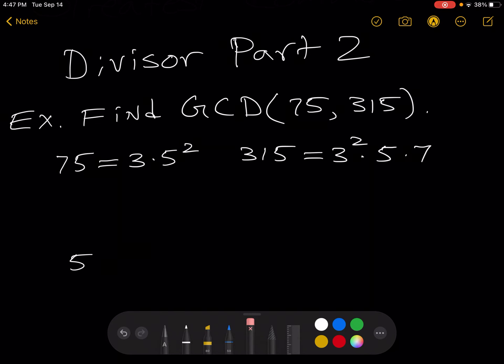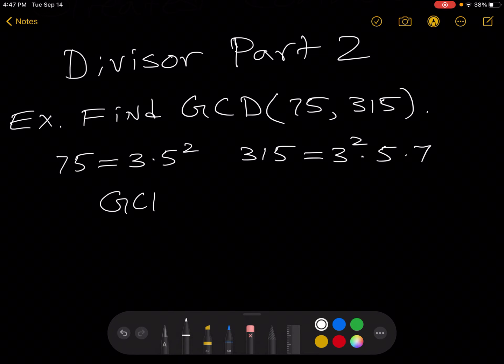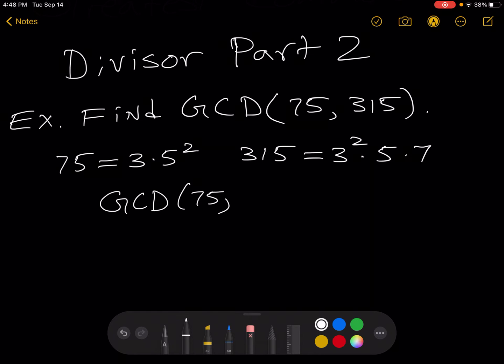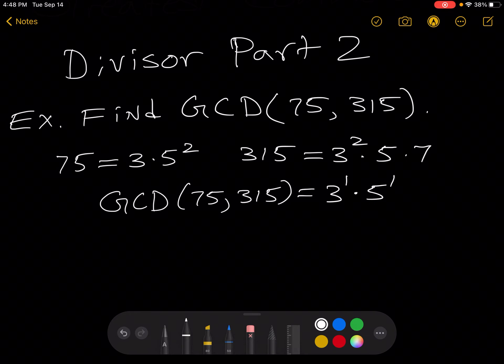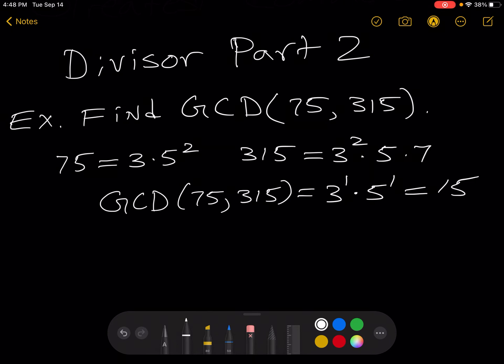Now we can just look at these two prime factorizations and read off the answer. The greatest common divisor of 75 and 315 is 3 to the 1 times 5 to the 1, which is 15. And that's the answer. So how did I do that?